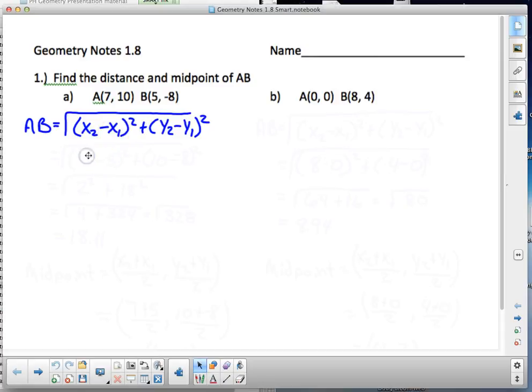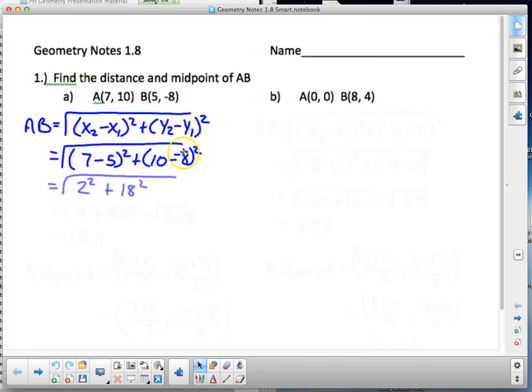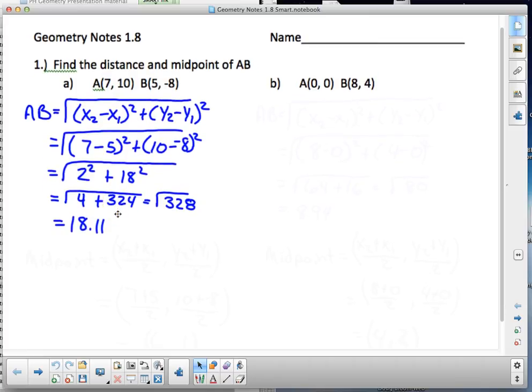Okay, so as we go through this, 7, 5, 10, negative 8. Now, don't be flipping out one way or another. I could have just written these down as this is the first one, this one is the second one. It would have been fine. It's the same distance. Now you evaluate the stuff inside, and I get the square root of 328, which is 18.11. Now, that's the distance between A and B.